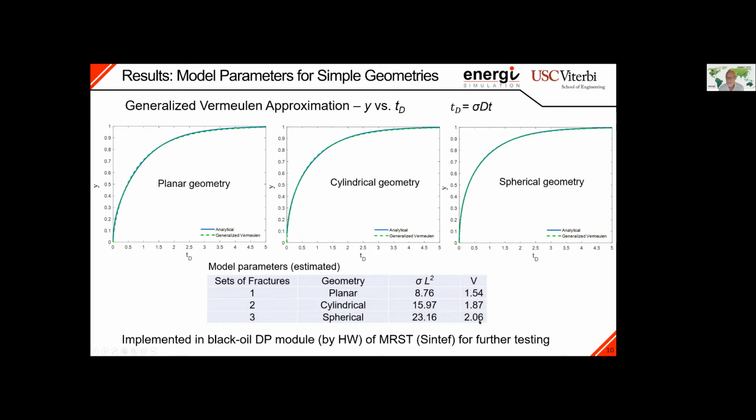Now, the v that we get, the factor here, is representing each of the geometries, and it's just a model parameter. Now, to test this idea, we implemented the new transfer function into the dual porosity model of MRST, which is the Matlab Reservoir Simulation Toolbox that is primarily developed by SINTEF. And we used in particular the dual porosity model that was developed by Sebastian Geiger's group at Heriot-Watt.